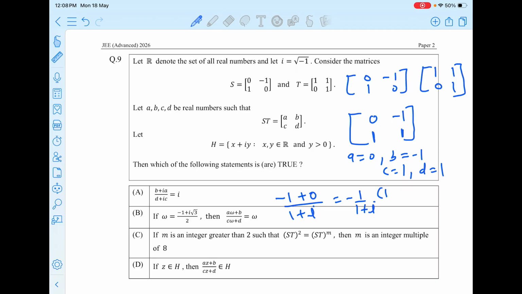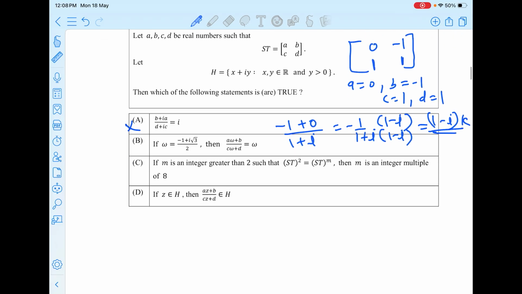So just multiply by 1 minus iota. So what will you get? You will get some k times of 1 minus iota, which is not equal to iota. So option A will become false. Similarly, I have to go with option B, whether it's true or not, option C, option D, and so on.